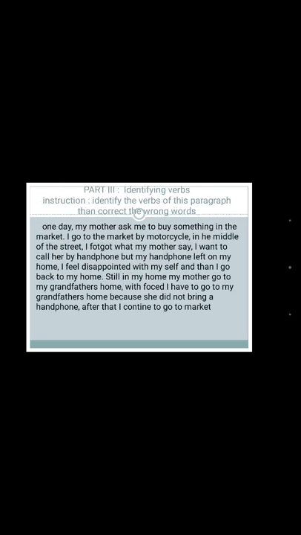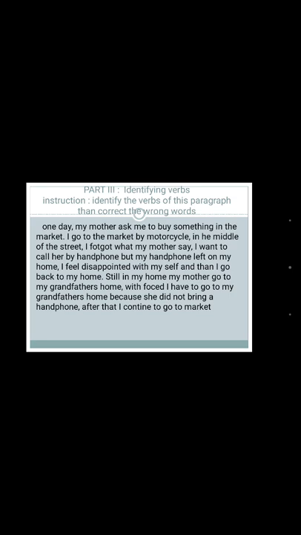And then part 3. Identifying verbs. Instruction: identify the verb of this paragraph, then correct the wrong words. So in this section, I will give my students a paragraph, then I will use part 1 or part 3 of this paragraph, and then my students have to use verb 2 of this paragraph. So they have to identify the incorrect verb of this paragraph.